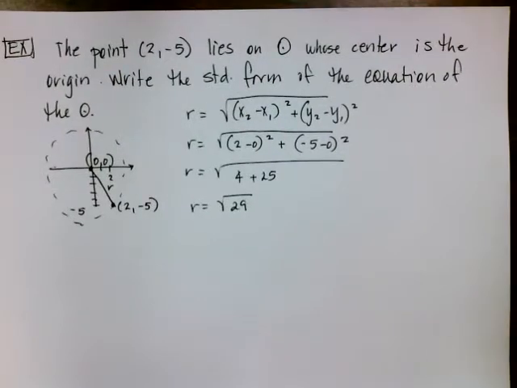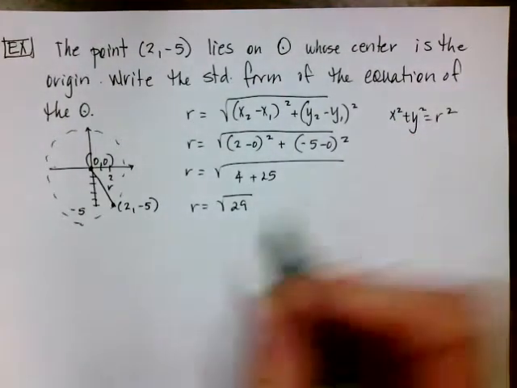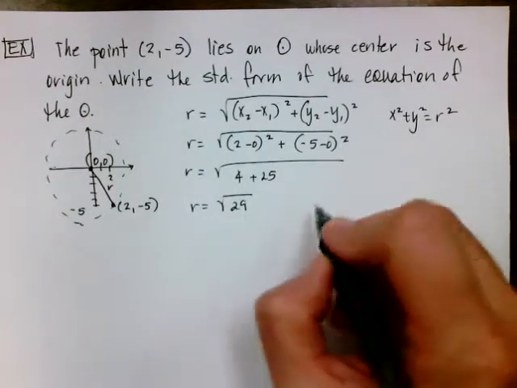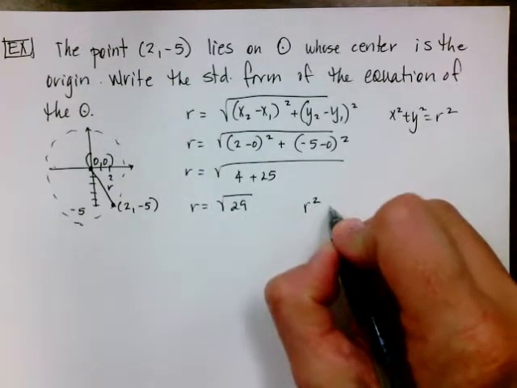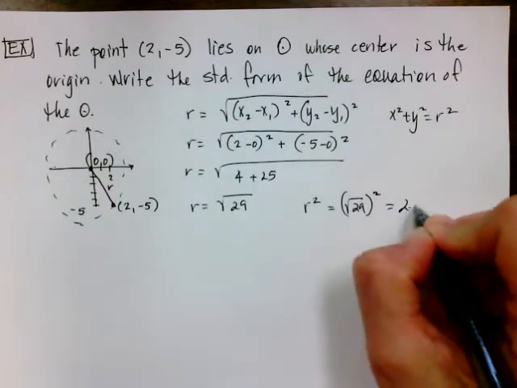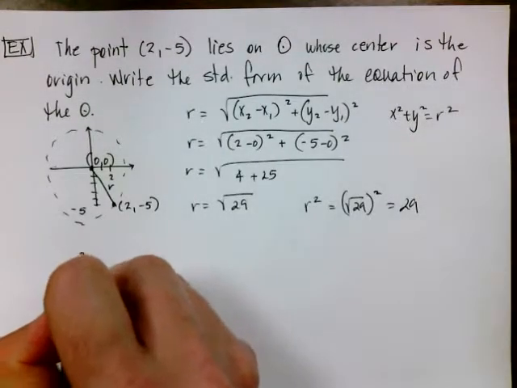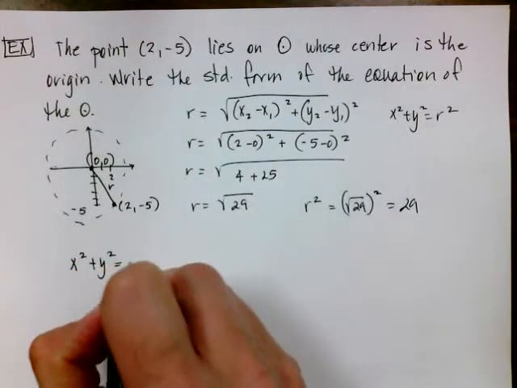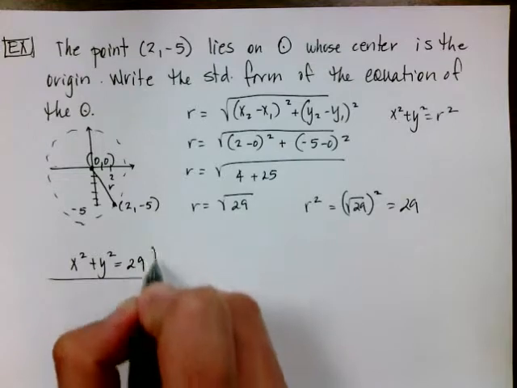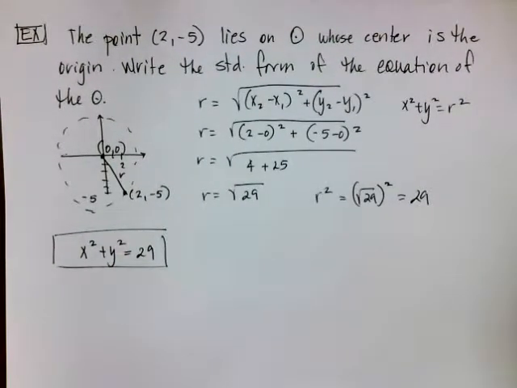And if you remember the standard formula, x squared plus y squared is r squared, I don't have to simplify the radical, because when I square a radical, I get the number underneath. So my equation is x squared plus y squared is equal to 29. Ta-da, done. Circles are glorious. They are so much easier.